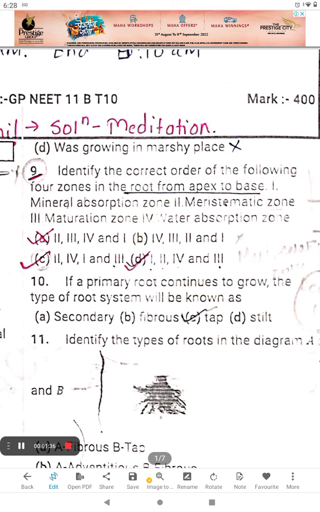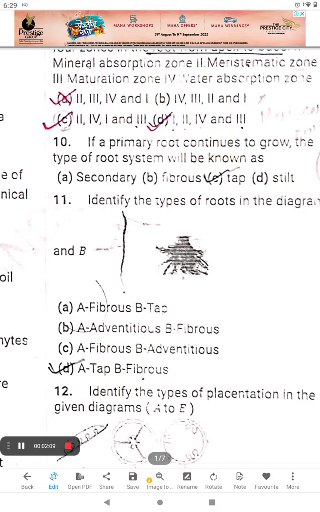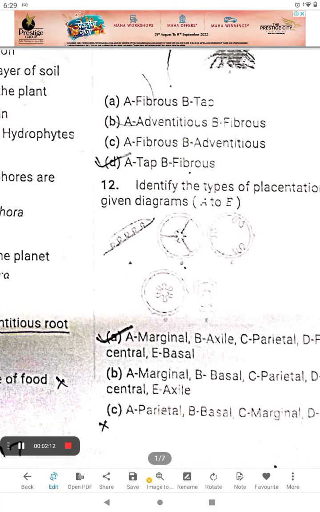So actually, C and D options are correct. A option is totally wrong. It has no logic. Mineral absorption zone and water absorption zone can never be after the maturation zone. Yes, it's true that they are included in the maturation zone, but it's totally wrong that they will be after it. Why they gave it as the right answer, I don't know, but I know firmly that C and D are the right answers, right? I always support the truth.